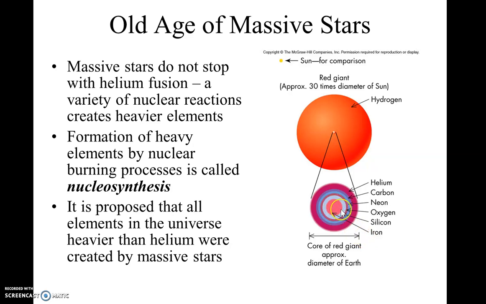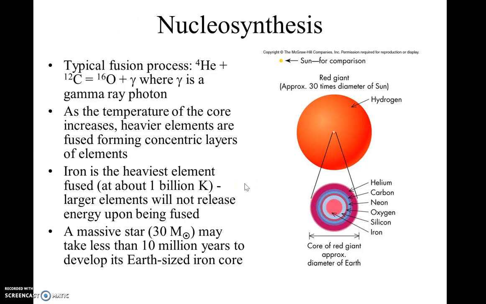And it'll fuse all the way up to iron. All right, and this process of creating all the elements that we find on the periodic table with massive stars is called nucleosynthesis. Okay, and remember the star can only fuse up to iron, right? Iron, of course, is element 26.